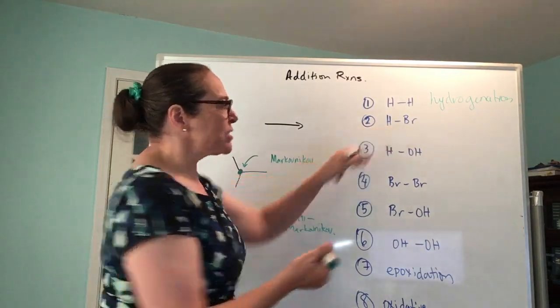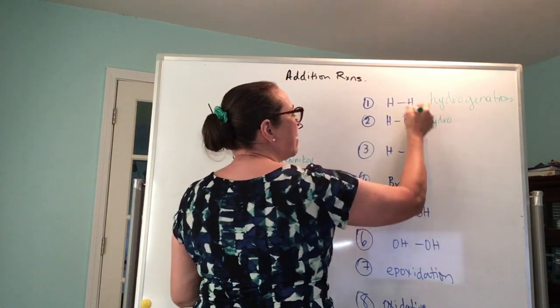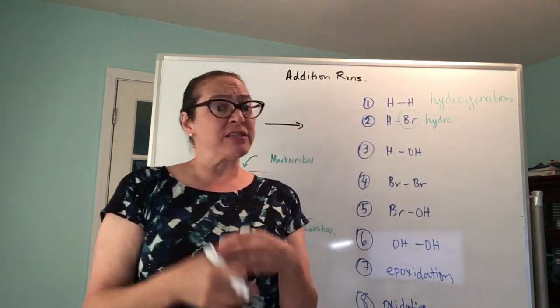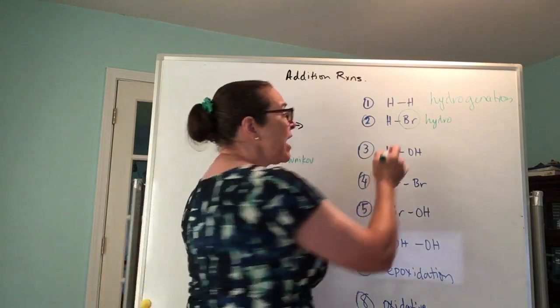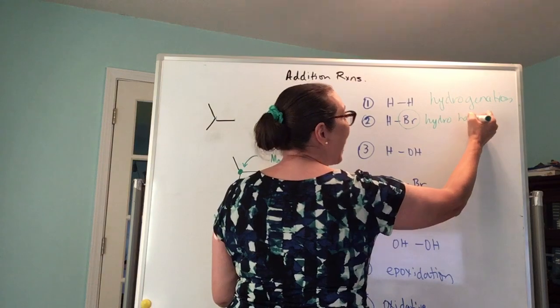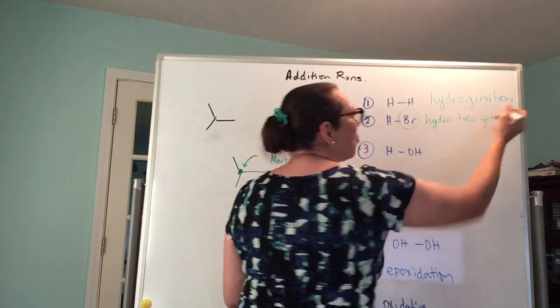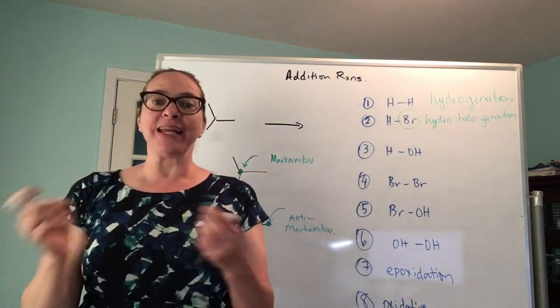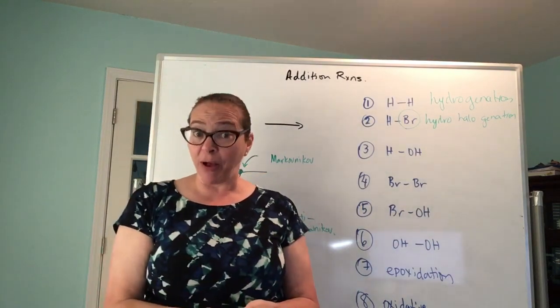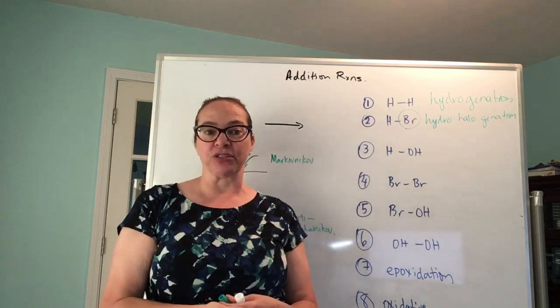Well, it could be bromine, it could be chlorine, it could be something else. So in this case, we're going to call it a hydro, and then because this can be ubiquitous, it could be chlorine, it could be iodide, it's just a halogen. So a hydrohalogenation is the addition of a hydrogen and a halogen across the double bond. So we're going to be looking at hydrohalogenation reactions as well.